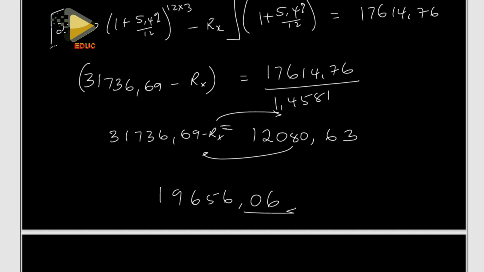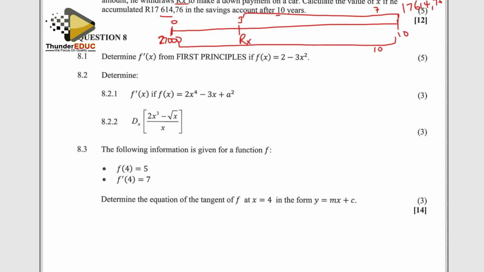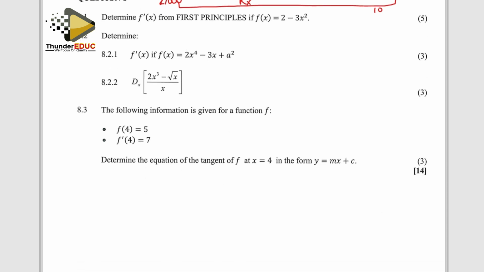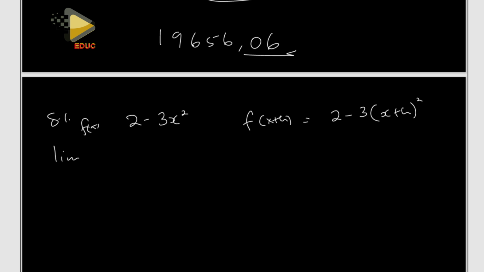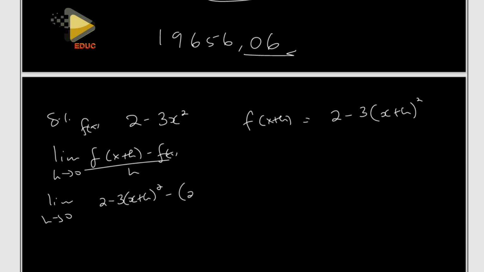And then question number 8. Determine the first derivative from first principles. 8.1: 2 minus 3x squared. So that is our f of x. We need to determine our f of x plus h, which is going to be 2 minus 3 into x plus h squared. Then we go down and write the limit as h tends to 0. This is the formula: f of x plus h minus f of x, over h, limit as h tends to 0. I'm going to have 2 minus 3 into x plus h squared minus 2.